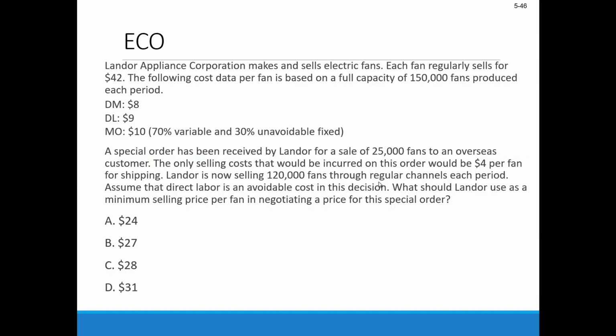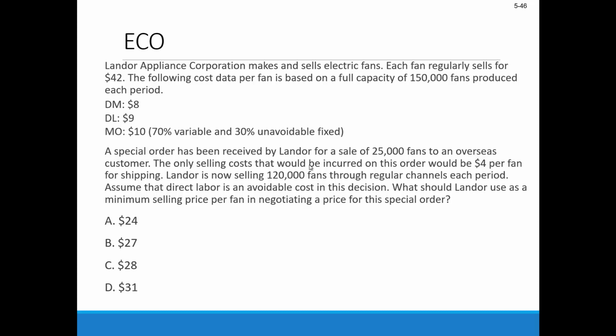Let's look at another example here. Lander Appliance makes and sells electric fans. They usually sell for $42. Here's some cost data per fan based on a full capacity of 150,000 fans being produced every period. Direct materials of $8 a unit, direct labor of $9, and overhead of $10, of which 70% is variable, so $7, and 30% is unavoidable fixed.